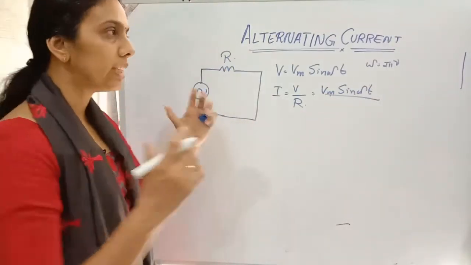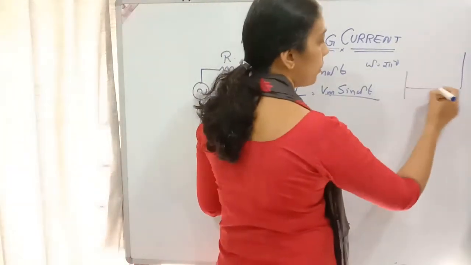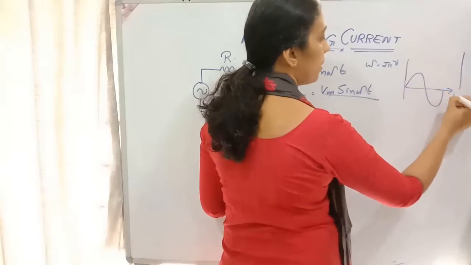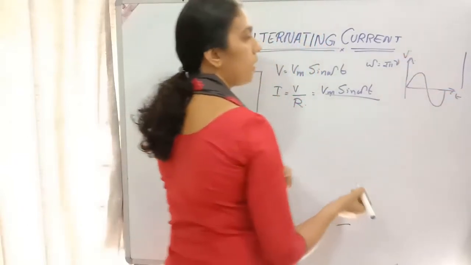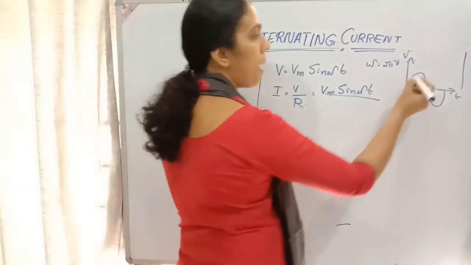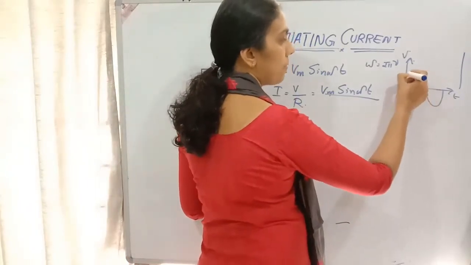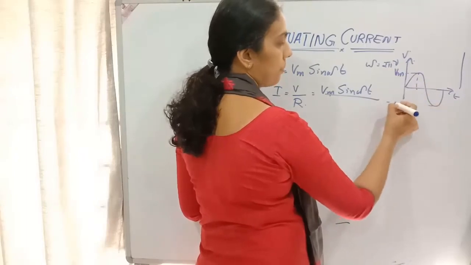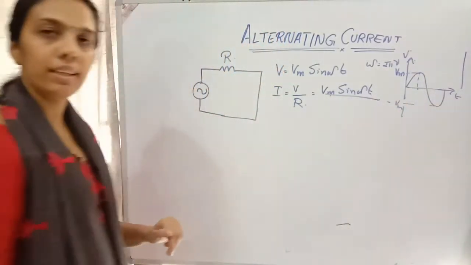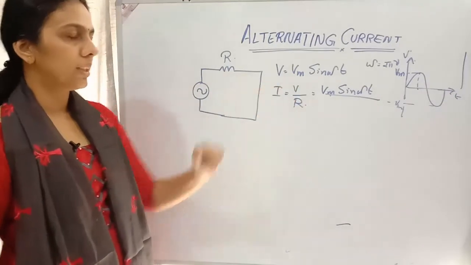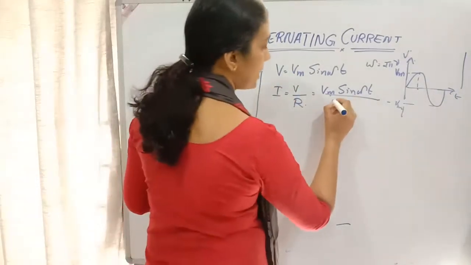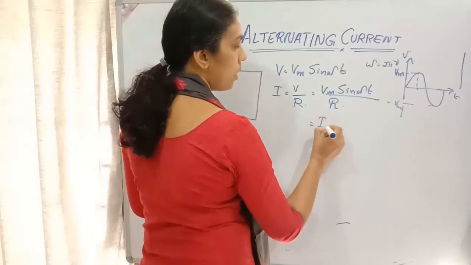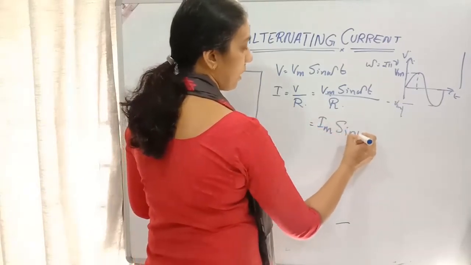Maximum value of voltage means, as we told you in the last class, this is the representation of voltage. If I am representing the EMF over here, this maximum value is represented as Vm, and this is minus Vm. Clear? So the maximum value of voltage is Vm. Vm sin omega t divided by R. What is this Vm by R? That is equal to Im sin omega t.